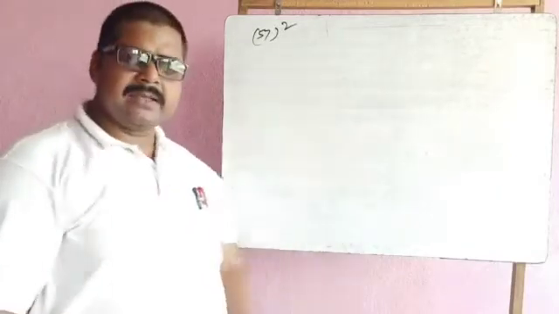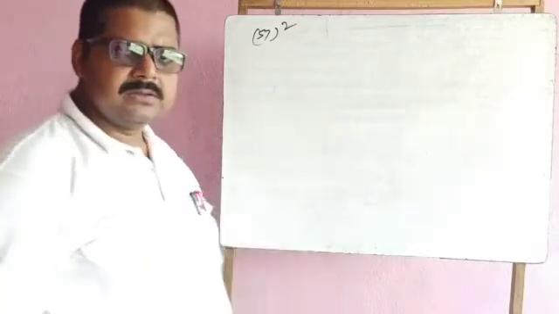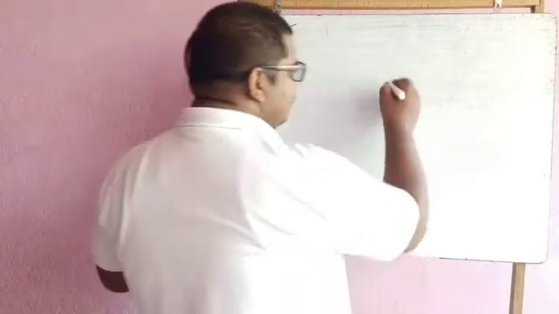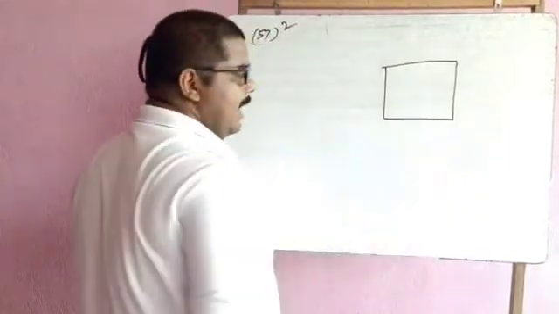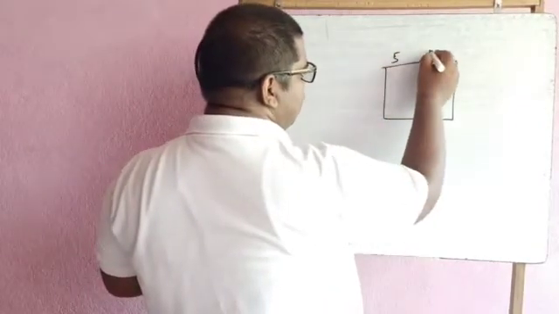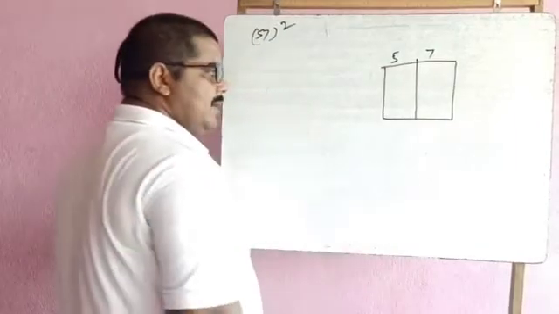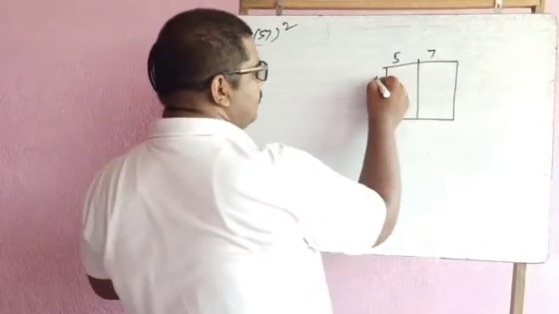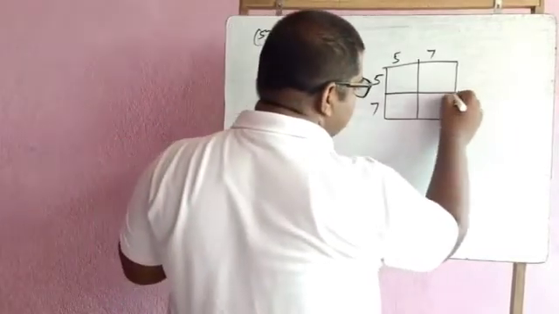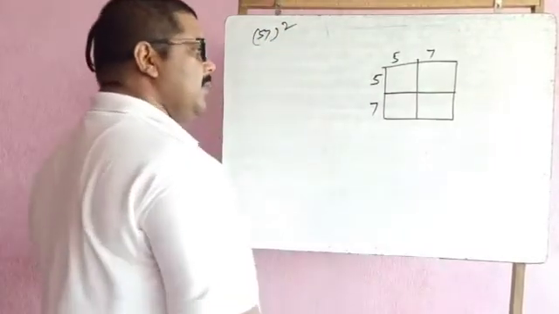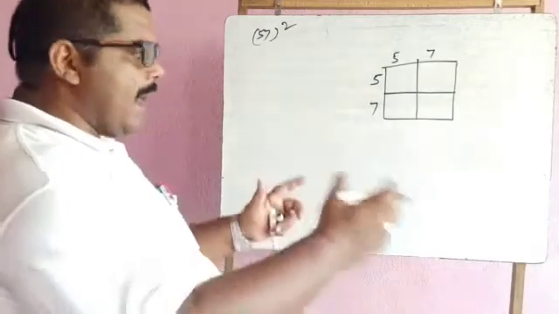And now I am going to discuss the diagonal method. I am just taking the same example, 57 square. You can see that you have to make a square bracket, a square, and you have to put the number over it, 5, 7. You have to draw the line, and again write 5, 7 on this side, and also draw the horizontal line.